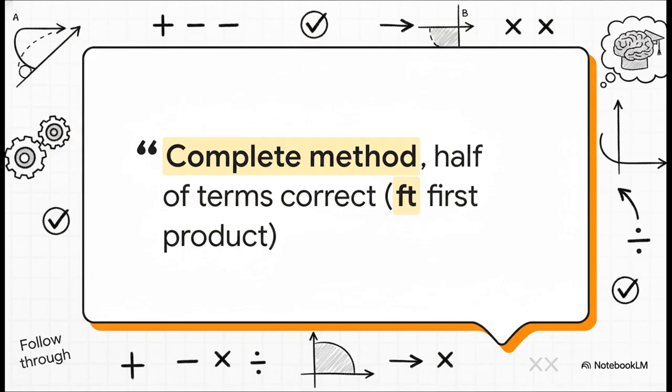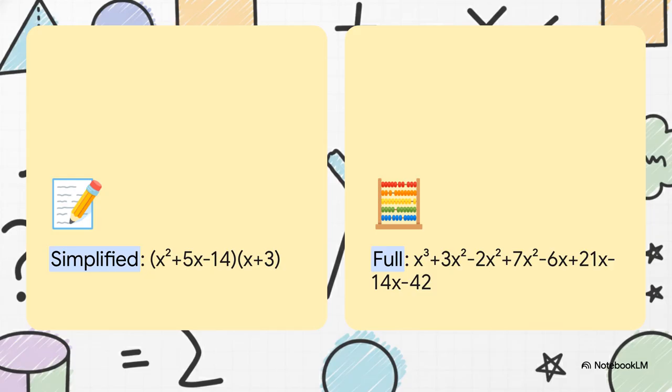They're rewarding your method. So let's say you take your simplified initial quadratic, x² + 5x - 14, and multiply it by that remaining linear expression, x + 3. That gives you a big, unsimplified 8-term sequence. The mark scheme wants to see all of it before you combine anything. x³ + 3x² - 2x² + 7x² - 6x + 21x - 14x - 42. Laying out an 8-term sequence like that, that is how you lock down the M2 mark.